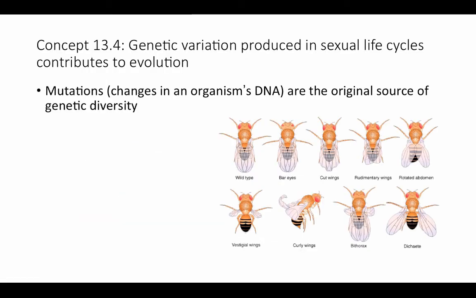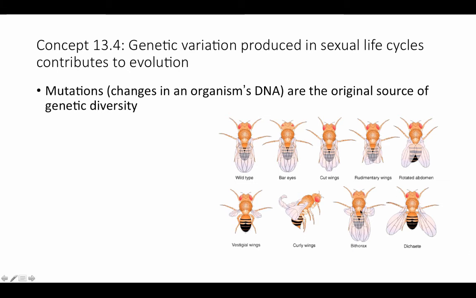So now let's bring this full circle to what I was talking about at the very beginning of the web lecture, of why this is so important to the process of evolution by natural selection. The genetic variation produced in these sexual life cycles contributes to the process of evolution. The ultimate source of genetic variation is always mutations. These changes in an organism's DNA sequence are always the source of anything that's truly new in the population.